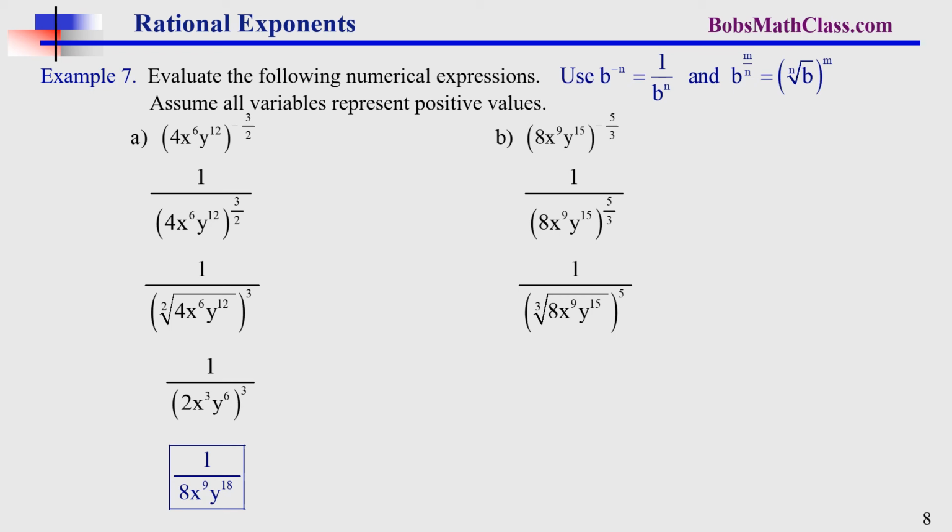Cube root of 8 is 2. Divide 3 into 9 and 3 into 15. So in the denominator, that gives us 2x to the 3rd, y to the 5th, all of it to the 5th power. And now we're going to raise 2 to the 5th power and then multiply the exponents. Okay, almost there.